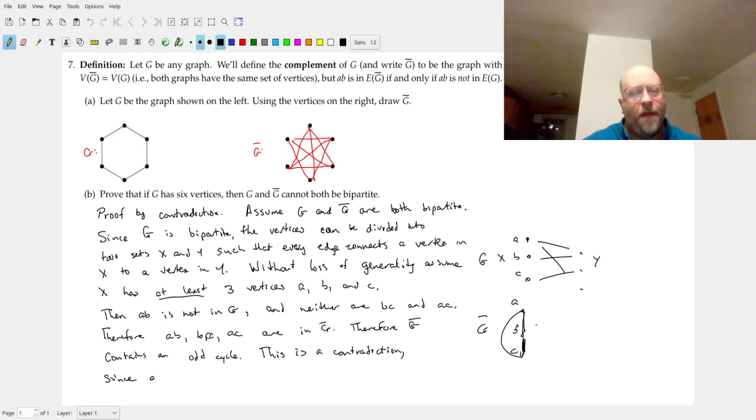Since a bipartite graph has no odd cycles, that finishes up the proof. Since this is a contradiction, then we cannot make the assumption that G and G bar are both bipartite, so one of them cannot be bipartite. So that finishes up the proof.